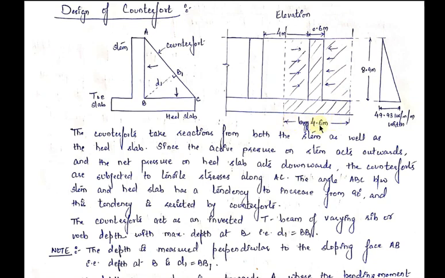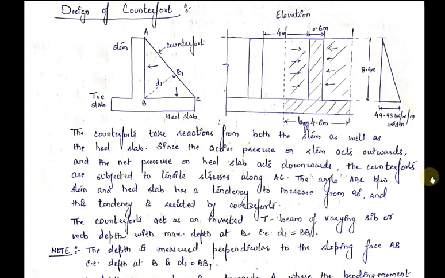So now we will find the values of the maximum bending moment and shear force at this base. Now we know the pressure distribution diagram. So first of all, we will convert this pressure distribution diagram into force. So how do we convert the pressure distribution diagram into force? Just take the area of this triangle.